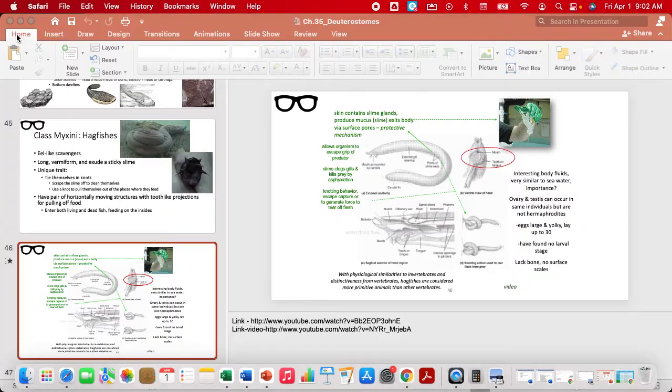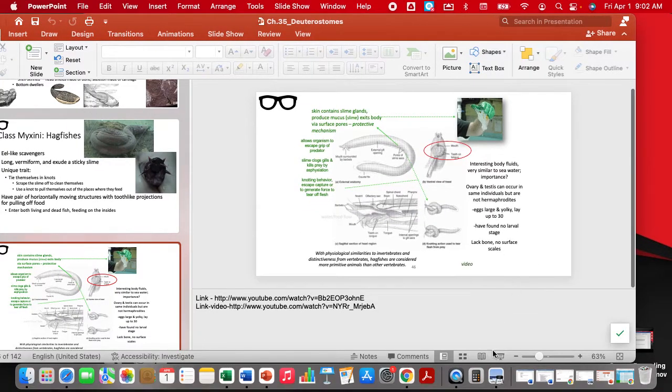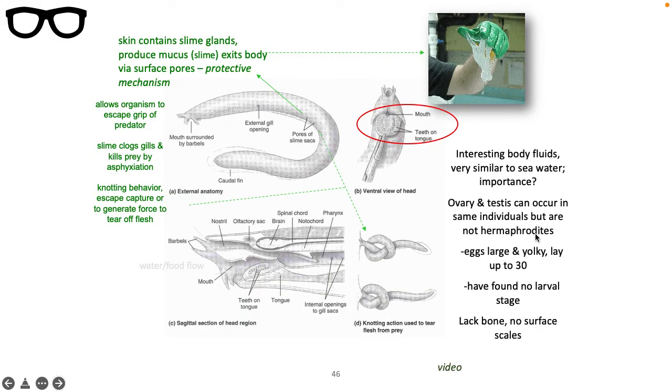So you can imagine what would happen if some fish thought that, oh, I have a nice little snack here, and all of a sudden they bite, and that slime gets in, and they actually suffocate and die, and now the hagfish is like, ha, meal for me. So, yeah, don't mess around with hagfish.